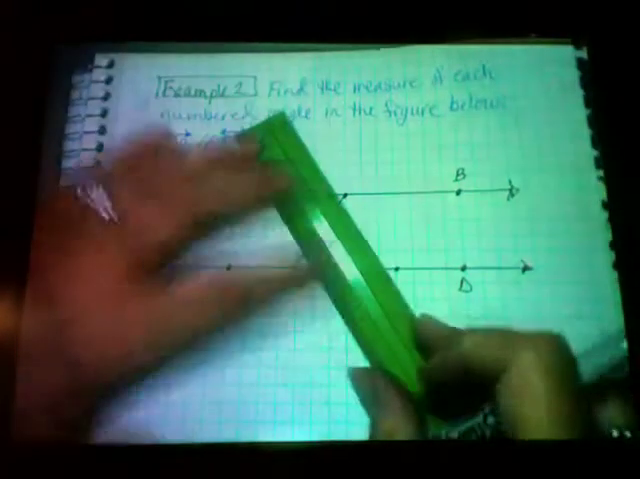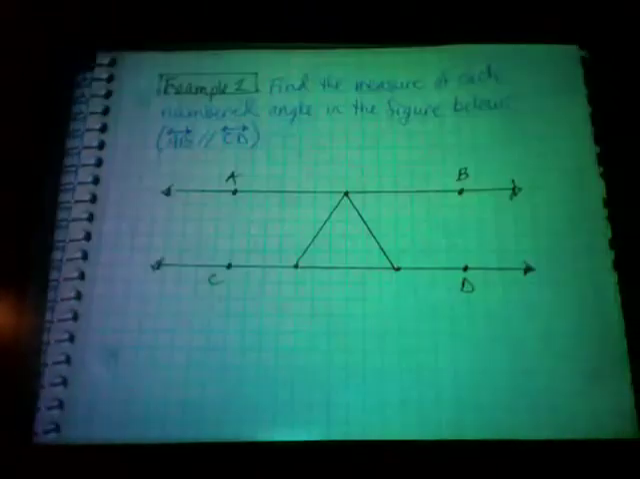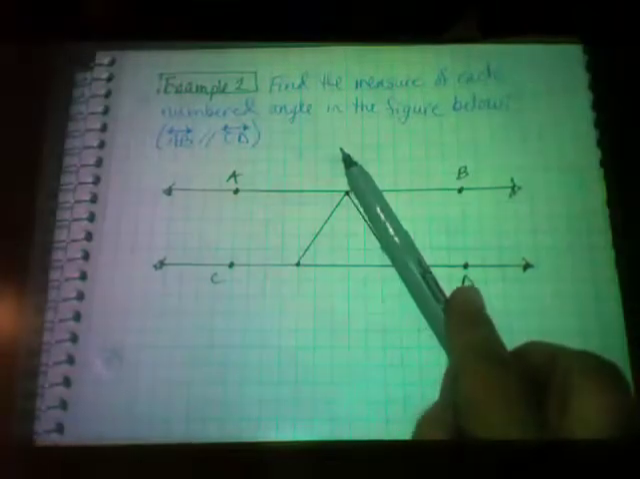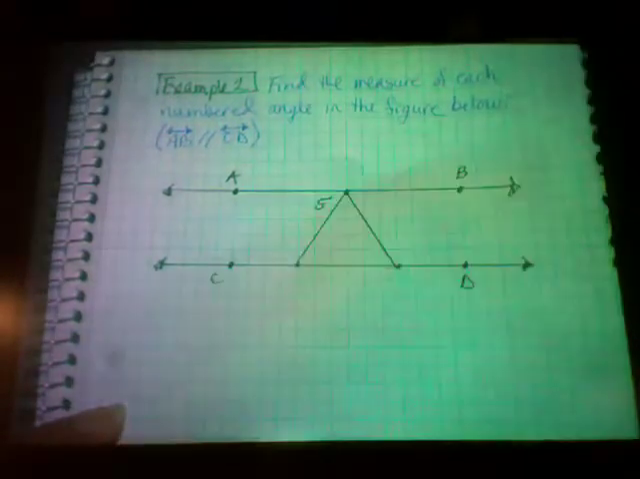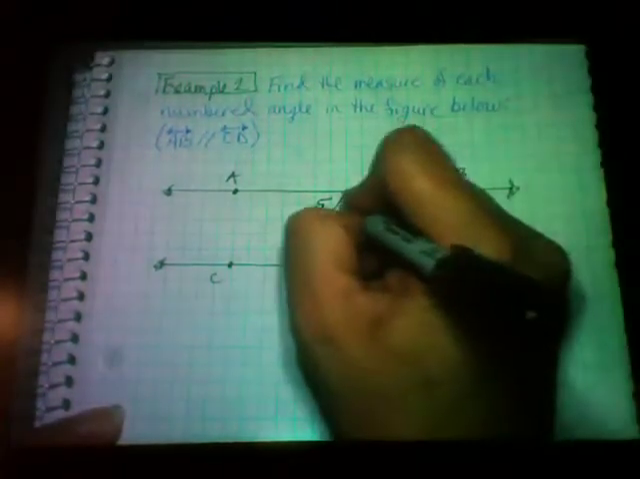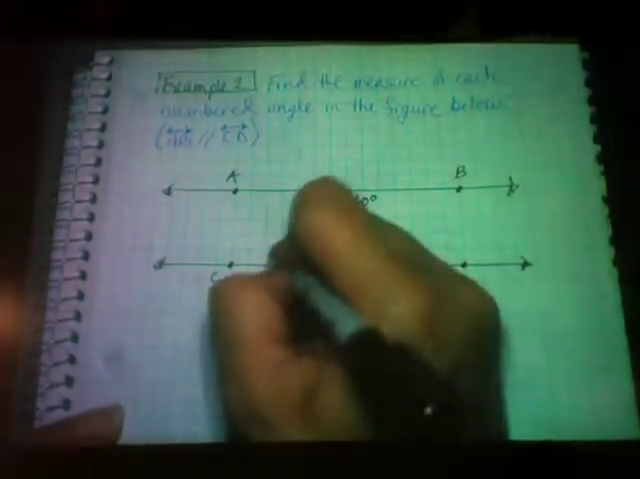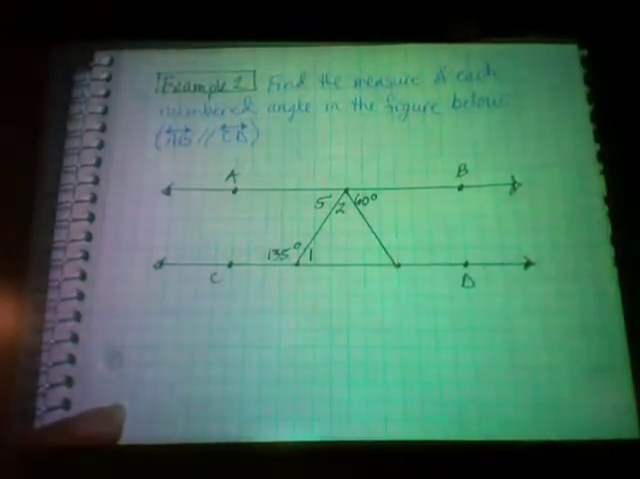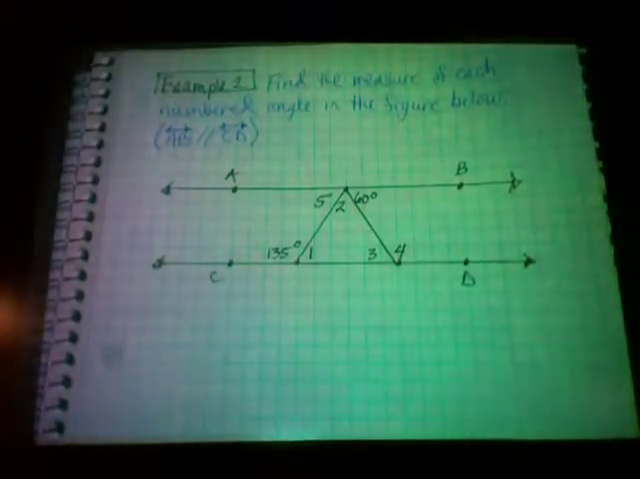We also have a triangle in the middle of the two parallel lines. Doesn't this triangle create two transversals between those two parallel lines? So think of them as transversals. This angle is angle 5. This is angle 2. This one is 60 degrees. Below, this is 135 degrees. This is angle 1. This is angle 3. And this is angle 4. So we have 5 angles to find.